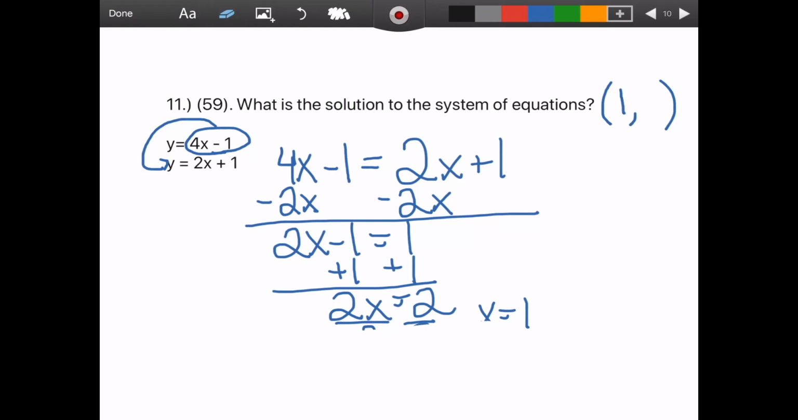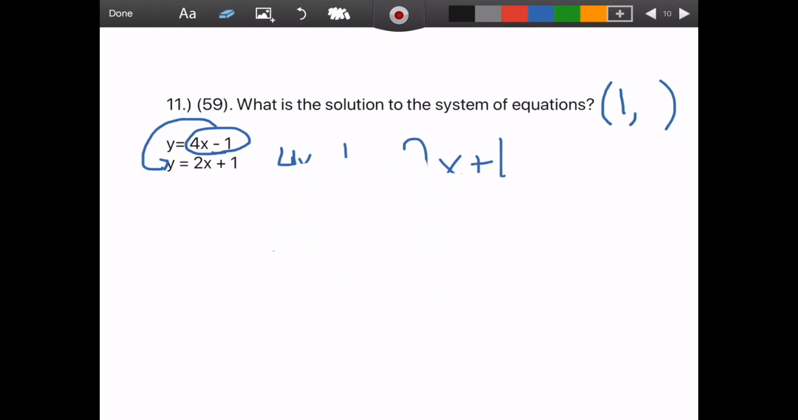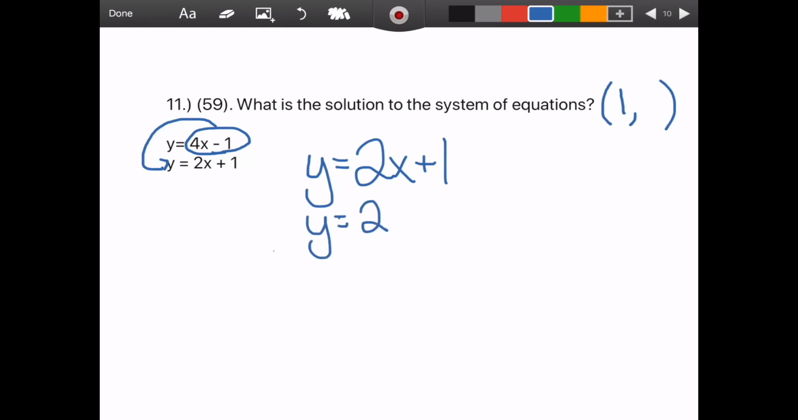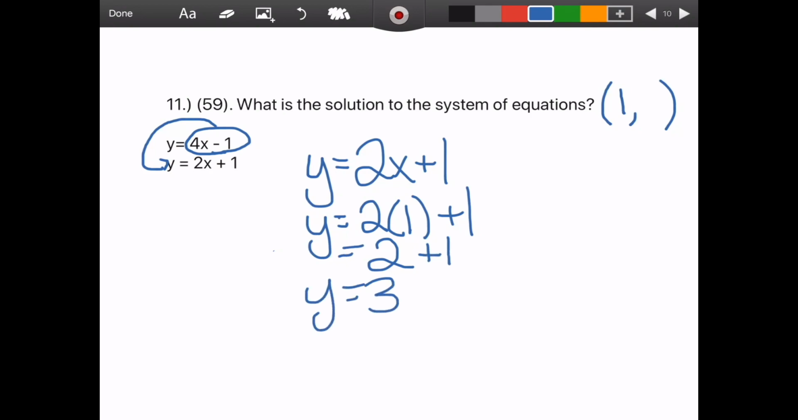So I'm going to erase this just to give me some more space to work with. So now I take either one of my original equations. I'm just going to take this bottom one, y equals 2x plus 1. Doesn't matter which one I choose though. And I'm going to plug 1 in for x and solve for y. So we have y equals 2 times 1 plus 1. So that's 2 plus 1. So y equals 3. And that is the solution to my equations.